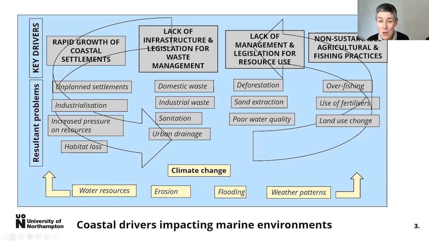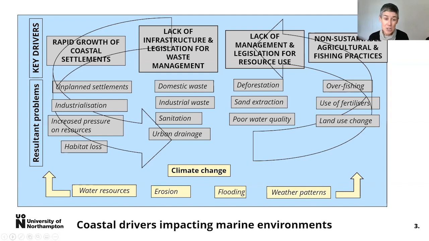So rapid growth of coastal settlements, really key. Much of that growth is unplanned, and it doesn't just include communities and settlements, but industrialization. This places increased pressure on resources and habitat loss. There's a lack of infrastructure through these unplanned settlements, and then a lack of legislation that really works, that can be enacted. That's largely due to poor resources being able to enact that legislation. So that's around all aspects of waste, domestic waste, industrial waste, sanitation, and drainage.